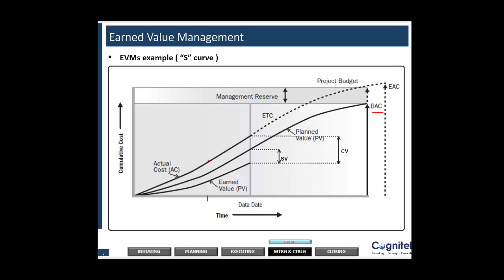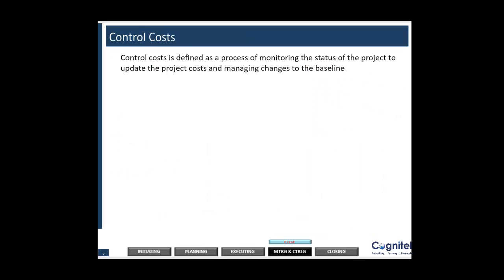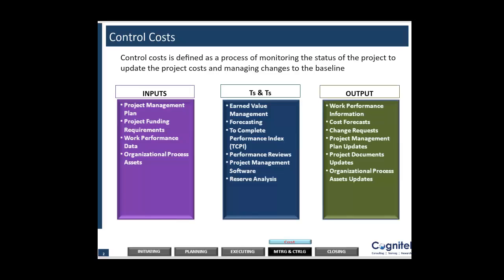So that is what a cost baseline is. It's represented in the form of an S curve. Why S? Because it's in the shape of the alphabet S. That's why it's called an S curve, or a cost baseline.